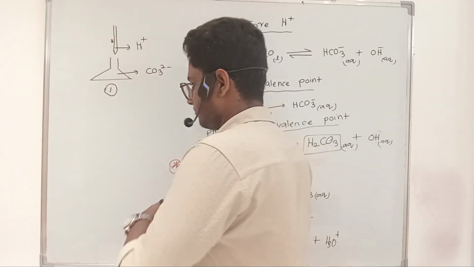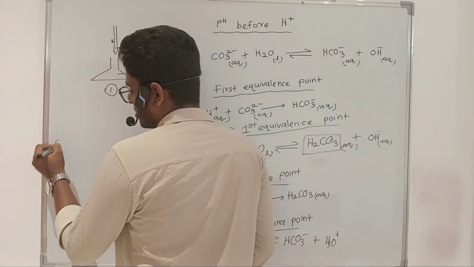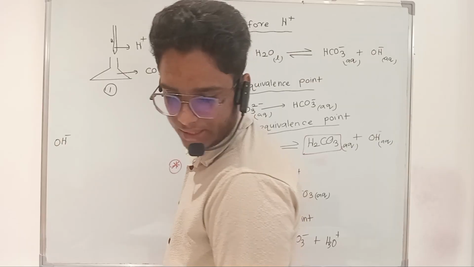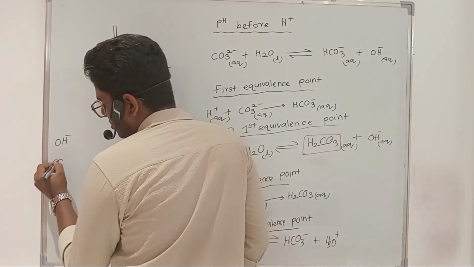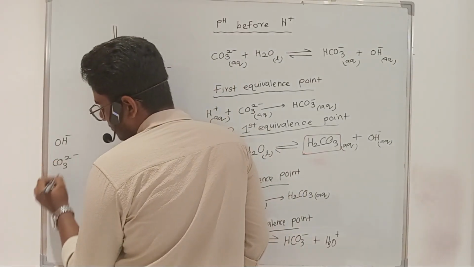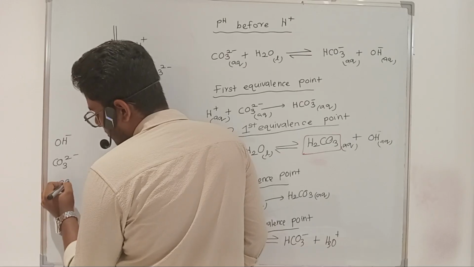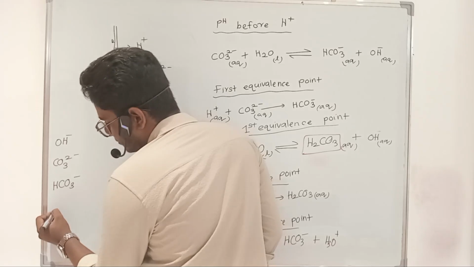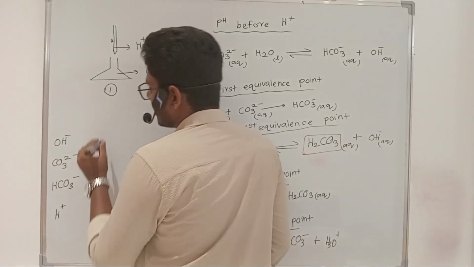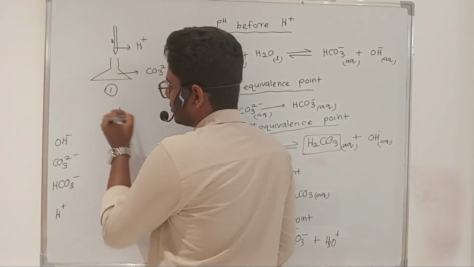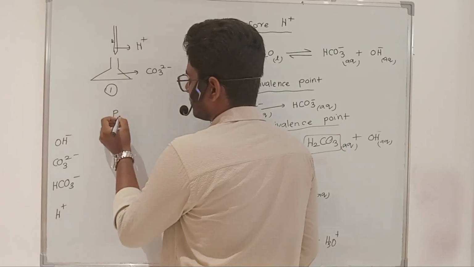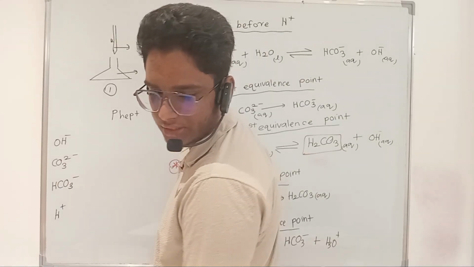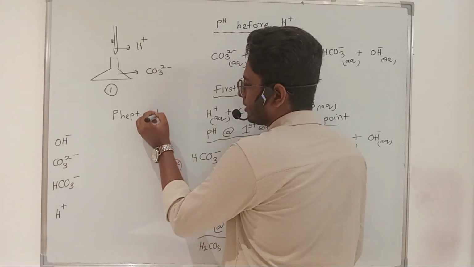Now if you take mainly OH minus, I'll write in the end: OH minus, carbonate, bicarbonate, and finally H plus, right? Assume this is phenolphthalein. Another one we are using is methyl orange, right?